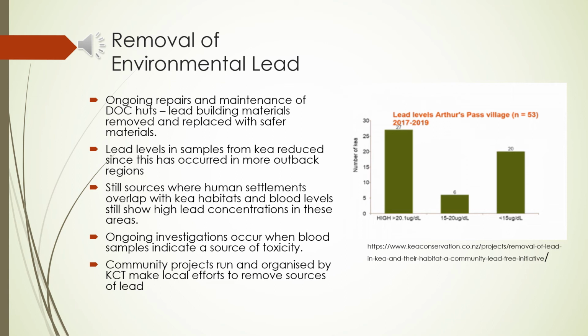There are still sources of lead, especially in the human settlements that overlap with kea habitats, and blood levels are still quite high in these areas, as you can see in our graph over here. So this is the lead levels from kea taken in Arthur's Pass over the last few years, and they're still quite high in those caught. Most of them caught have high levels over 20 milligrams, and then you've got lesser amounts of kea caught with mid to low levels of lead in their blood.